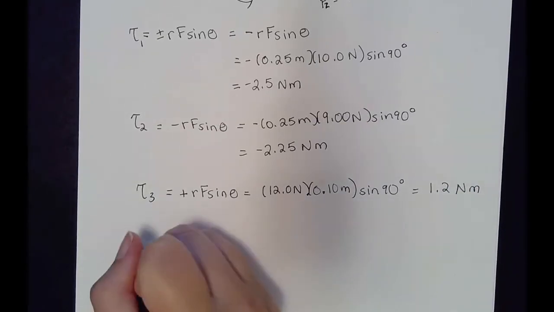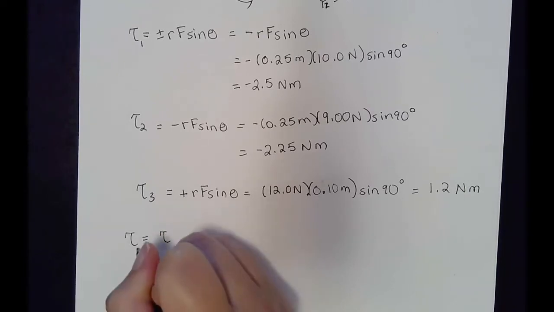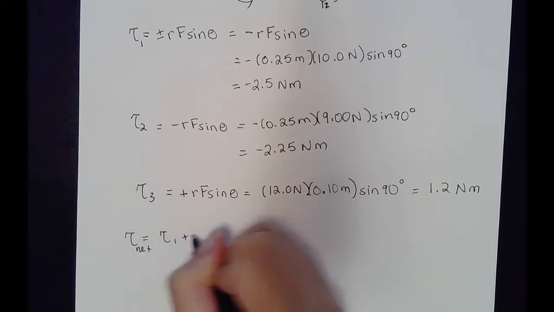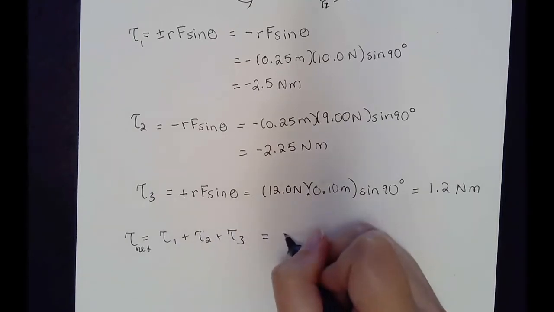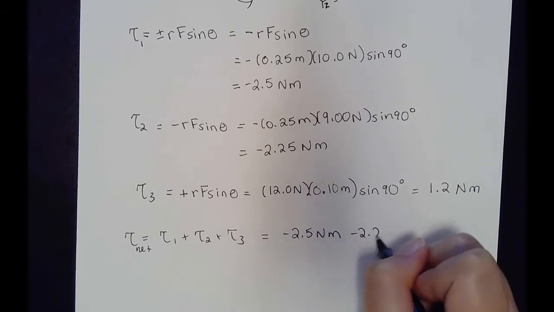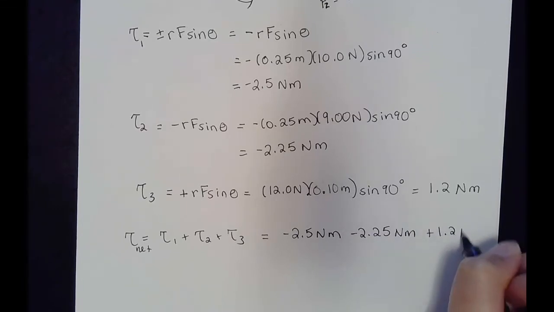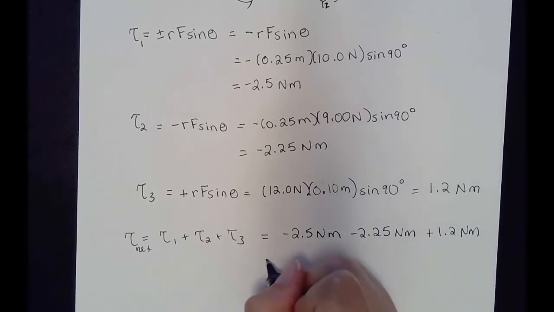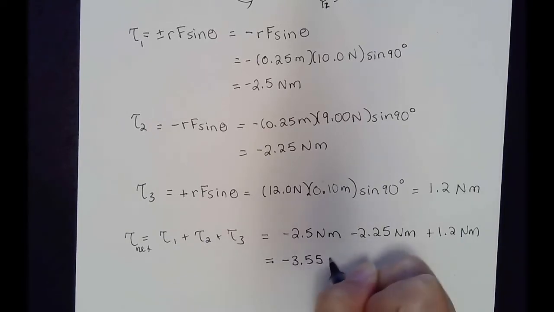Now to find the net torque, I'm going to sum all the individual torques, so that will be T net equals T1 plus T2 plus T3. So that's negative 2.5 Newton meters minus 2.25 Newton meters plus 1.2 Newton meters to give a total net torque of negative 3.55 Newton meters.